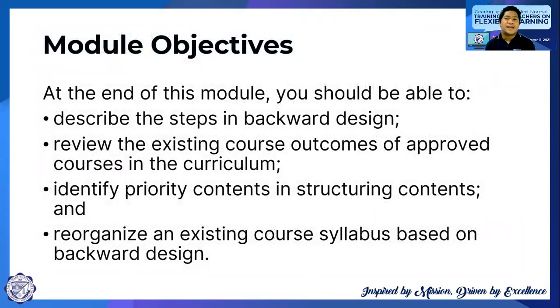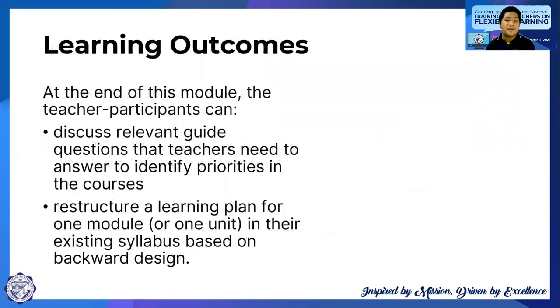So for this module, you should be able to describe the steps in backward design, review the existing course outcomes of approved courses in the curriculum, identify priority contents in structuring contents, and reorganize an existing course syllabus based on backward design. And as outcomes, at the end of this module, the teacher participants can first discuss relevant guide questions the teachers need to answer, to identify priorities in the courses, and restructure a learning plan for one module or one unit in their existing syllabus based on backward design.